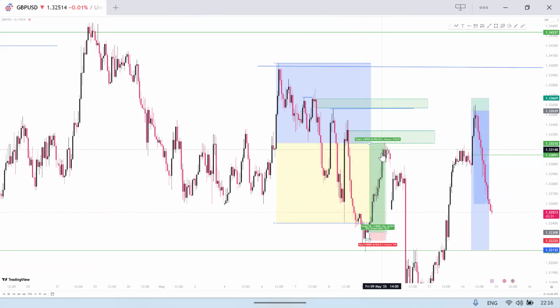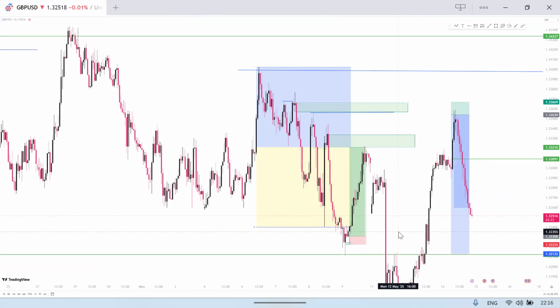So I saw a change of character here. So I closed my trade here. Then I let it go.